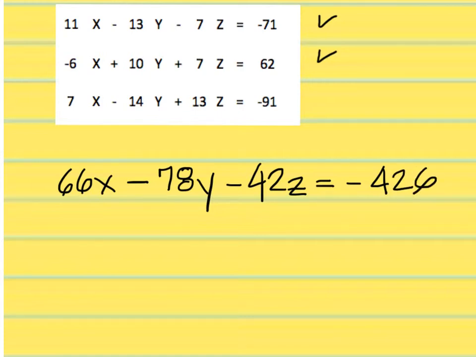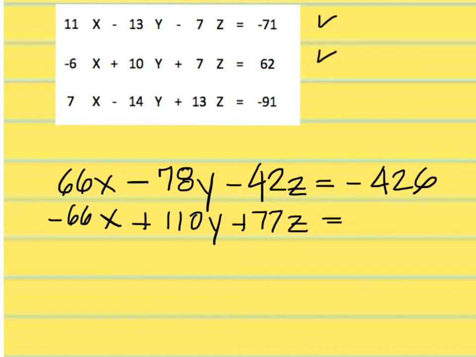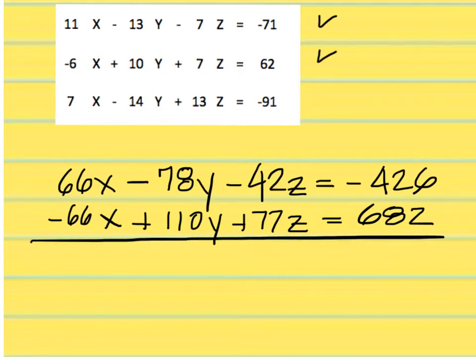Did anybody get that? Okay. Then you have to multiply the second one by 11 so we can match them up. So negative 66x plus 110y plus 77z equals 62 times 11. 62 times 11 is 682. Anybody have that so far? Okay, so you have 66 and a negative 66. Add those together to cancel these out to 0.